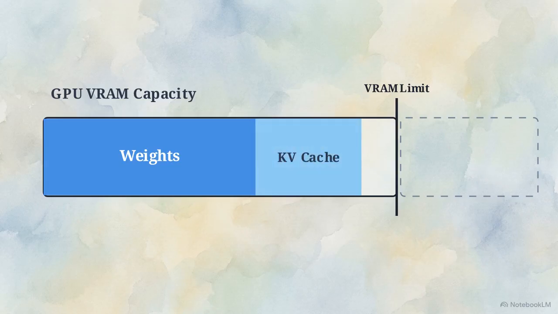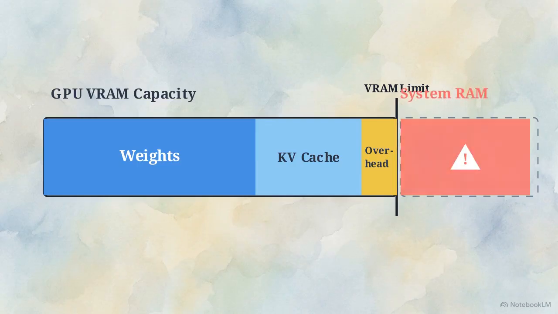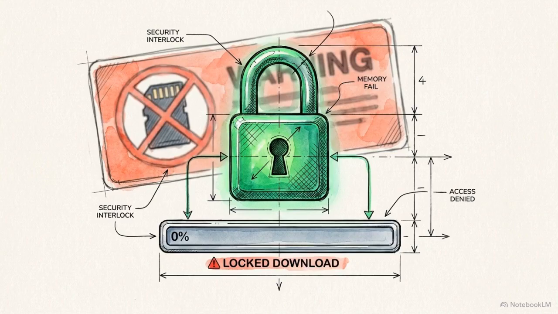If that total equation miscalculates by even a few megabytes, the model spills over your GPU memory and into your standard system RAM, creating a massive, grinding bottleneck. By running this strict predictive math up front, the tool completely prevents out-of-memory crashes before a download even begins.